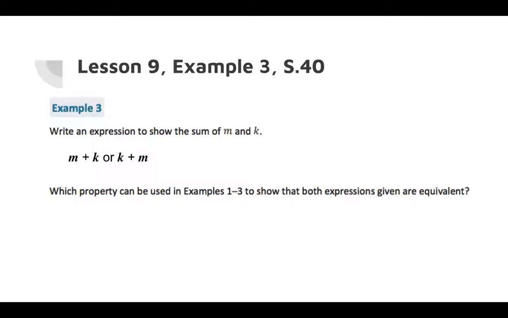Which property can be used in examples 1 to 3 to show that both expressions given are equivalent? Remember, we just learned this in Lesson 8, so if you want to flip back to Lesson 8, you can. But this is the commutative property of addition, right? Commutative property of addition means it doesn't matter what order your numbers are in. You'll always come up with the same answer when you are adding.